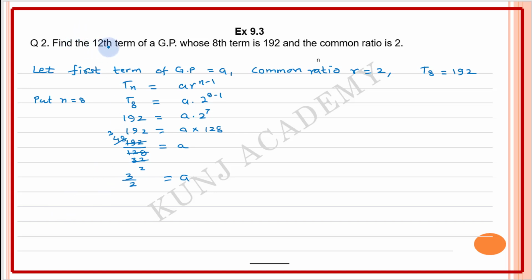We have to find the 12th term. T12 is equal to ar^(12 minus 1), 11. A is 3 by 2, r is 2 power 11, is equal to 3 into 2 power 11 minus 1, 10, equal to 3072. Answer.